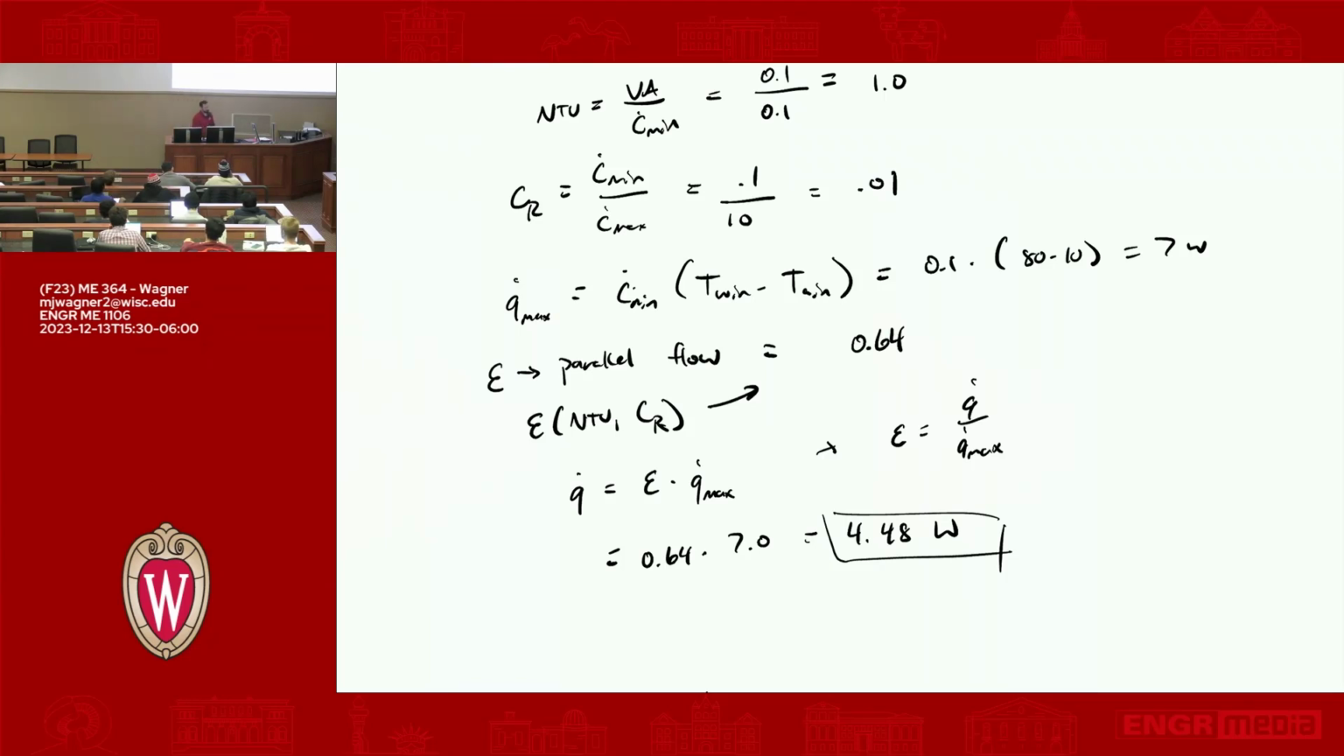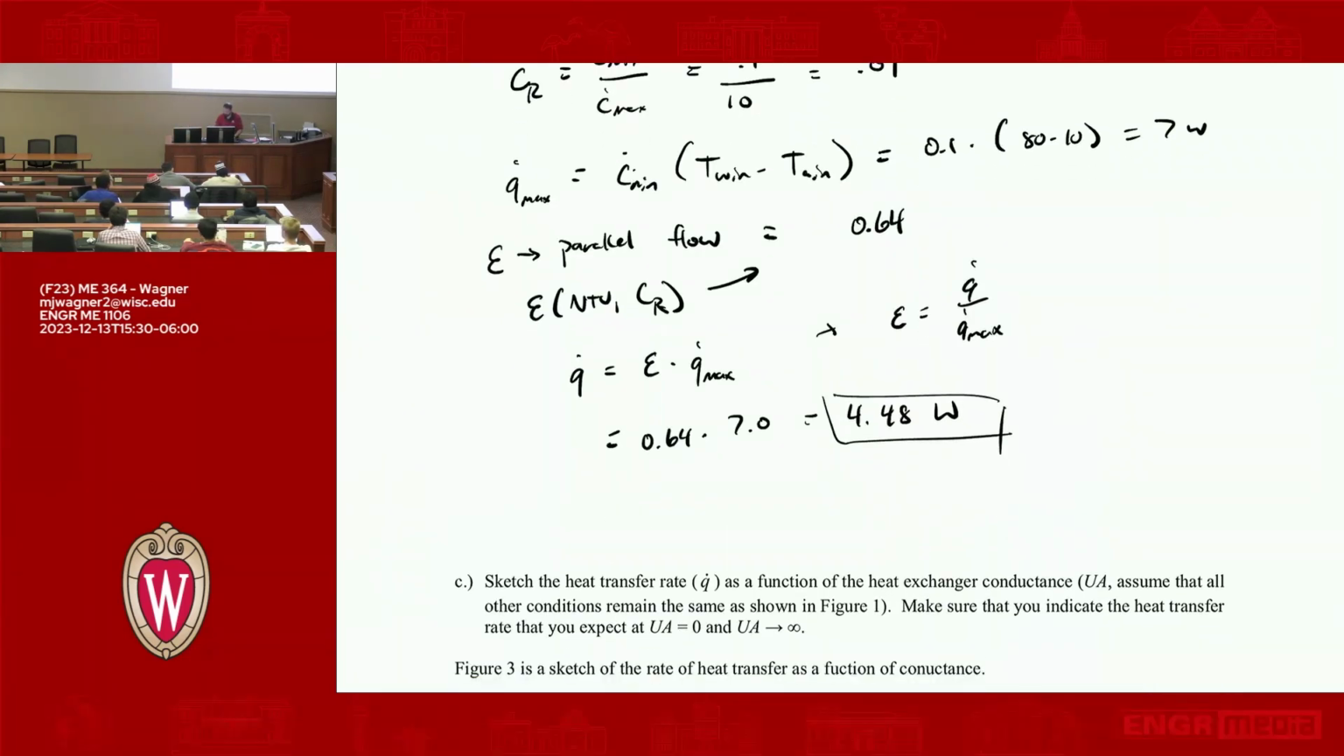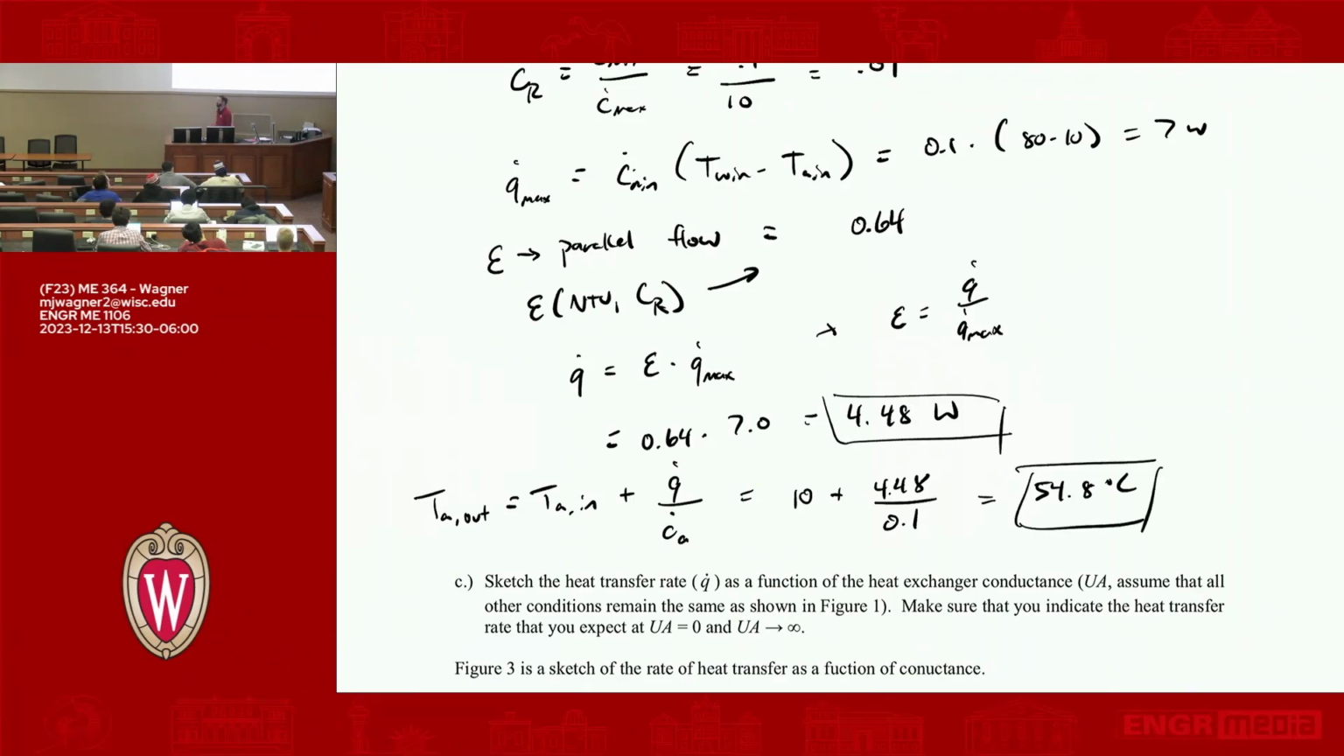We're also asked to compute the air temperature. So now I can do an energy balance, right? T A out is equal to T A in plus Q dot over C dot A. This is just an energy balance on the air fluid stream. So this is 10C plus 4.48 over 0.1 equals 54.8 degrees C. Okay? So that, I think, answers that part of the problem. Any questions on that?